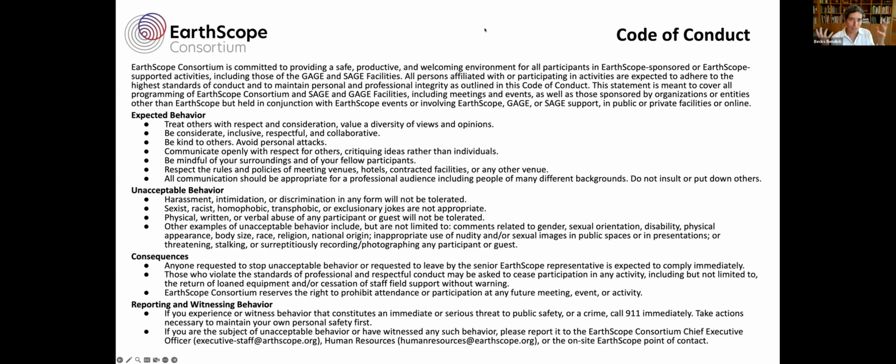So you're now part of the EarthScope family and part of the SAGE and GAGE facilities. So you have both a responsibility and an opportunity to help one another become great Earth scientists and help us all as a species take good care of the planet we live on by understanding it as well as possible. So welcome to EarthScope, welcome to the GAGE facility, and welcome to this short course. And feel free to reach out to me at any time.